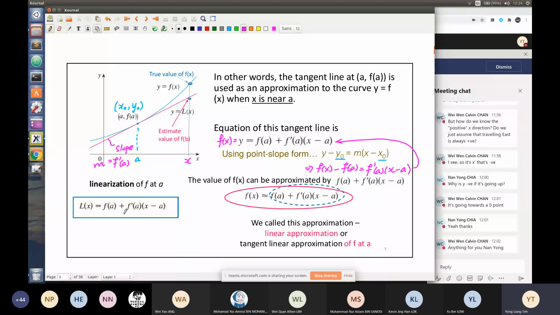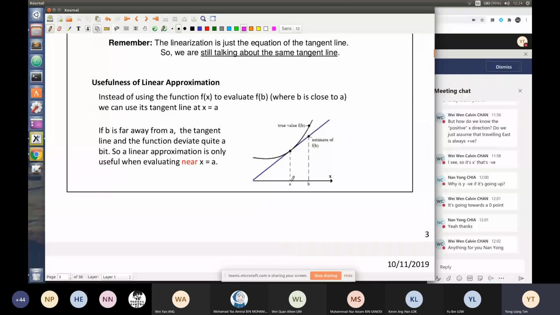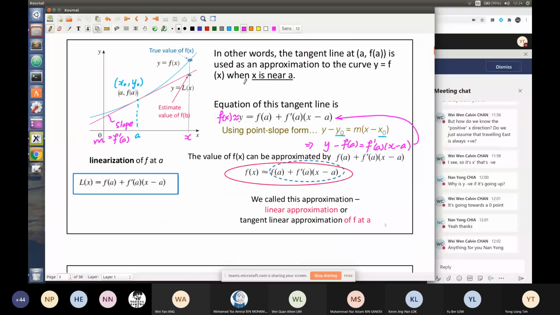So this part I should more accurately write as approximately, because we are looking at this blue line here. Let me change this to y instead. This is known as the linearization, and it's still talking about the same tangent line. We need x to be close to a. By the way, this point a is known as the expansion point. Why is it called expansion? I'll explain in a while.